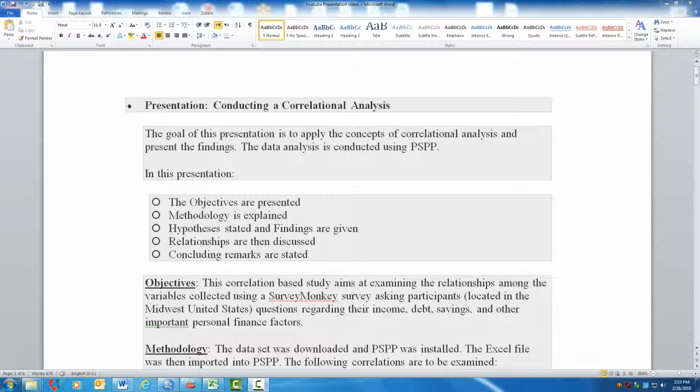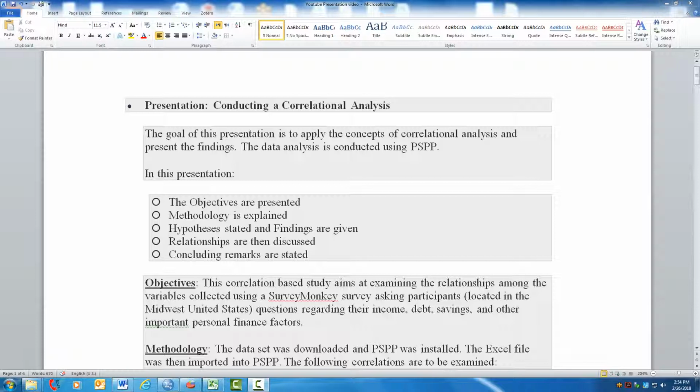We start with the objective, we move to the methodology, we state the processes and the findings, we talk a little bit about the relationship between variables, and we conclude by stating the remarks obtained or formulated. So I will start with the objective.